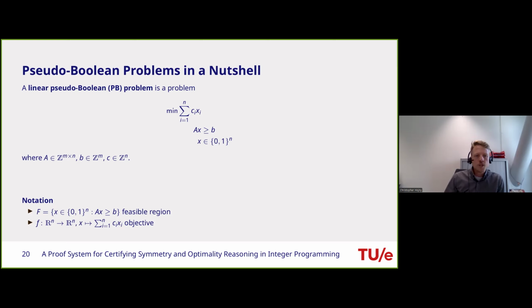I further want to introduce the following two notations, which will make life a little bit easier when it comes to writing down formulas. By capital F, I want to denote the set of all the binary vectors that satisfy this inequality system. So this is the feasible region of my pseudo-Boolean optimization problem. And the objective function, this linear function C transposed X, I want to abbreviate in the following just by lowercase f.